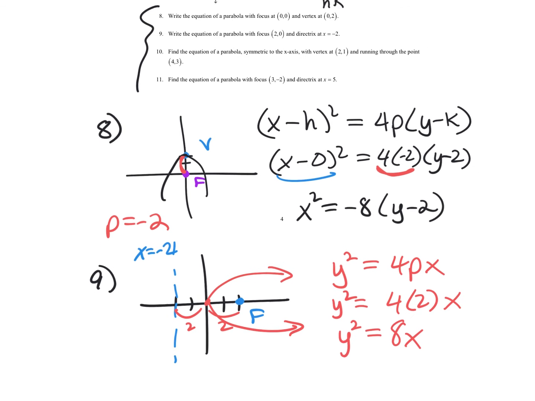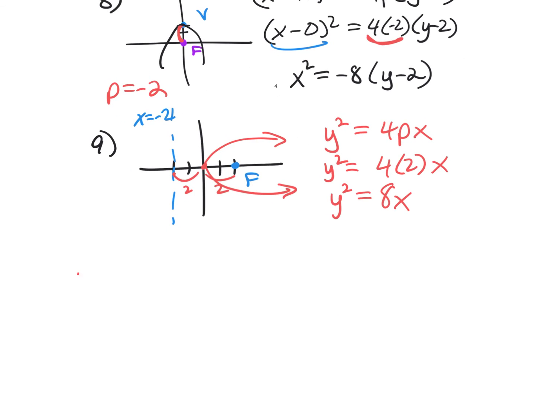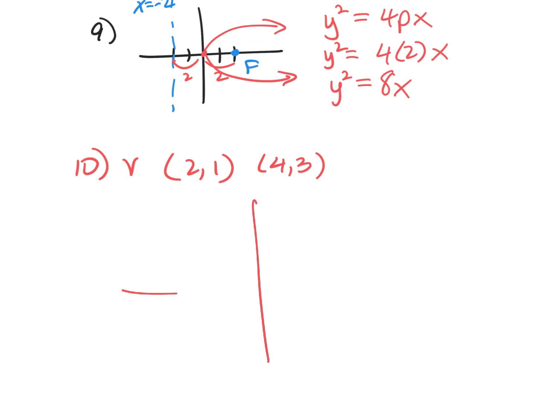Number 10. This time, they're telling me it's symmetric to the x-axis. So I know that this is going to be the C, or the backward C. And then I'm going to plot the vertex and the ordered pair, because I'm going to have to solve for p. So for number 10, the given vertex is at 2, 1, and the point was 4, 3. So let me graph these two. Here's my vertex, and then the point that it's also on, 2, 3, 4, is going to be right here.